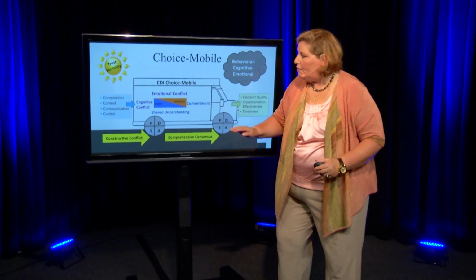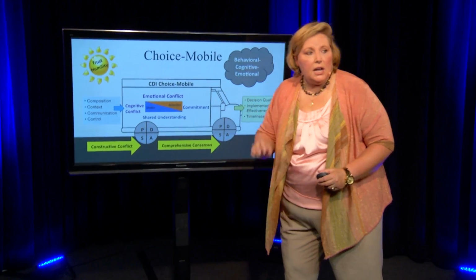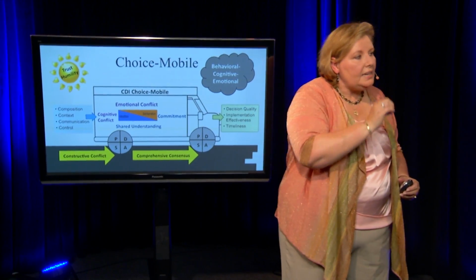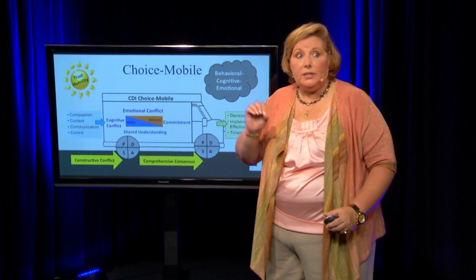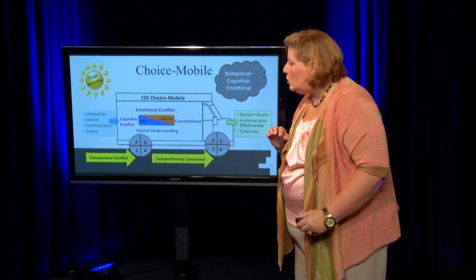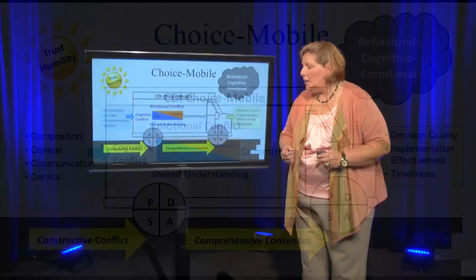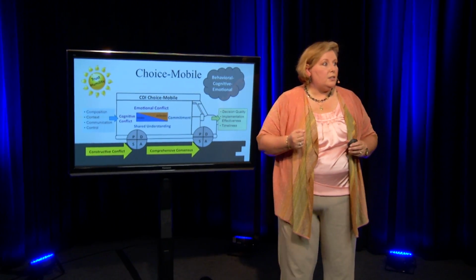So we want to stay focused on cognitive conflict. Cognitive conflict, again, as a refresher, is about staying focused on the ideas and thoughts. And we want to stay away from emotional conflict. Emotional conflict can totally derail your decision-making process. We also want you to focus on shared understanding and commitment, because without those two things, decision processes absolutely cannot move forward. They will stall out, and you'll get into a cycle that you will not be able to get out of.